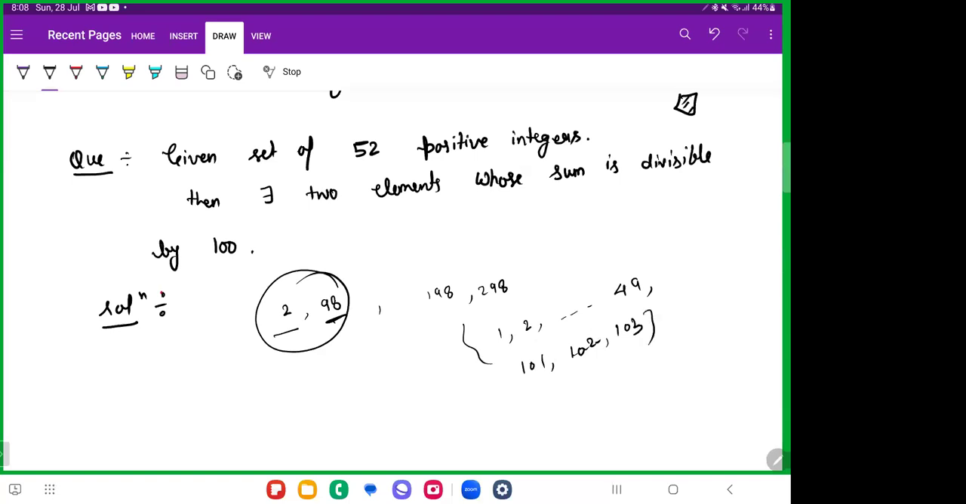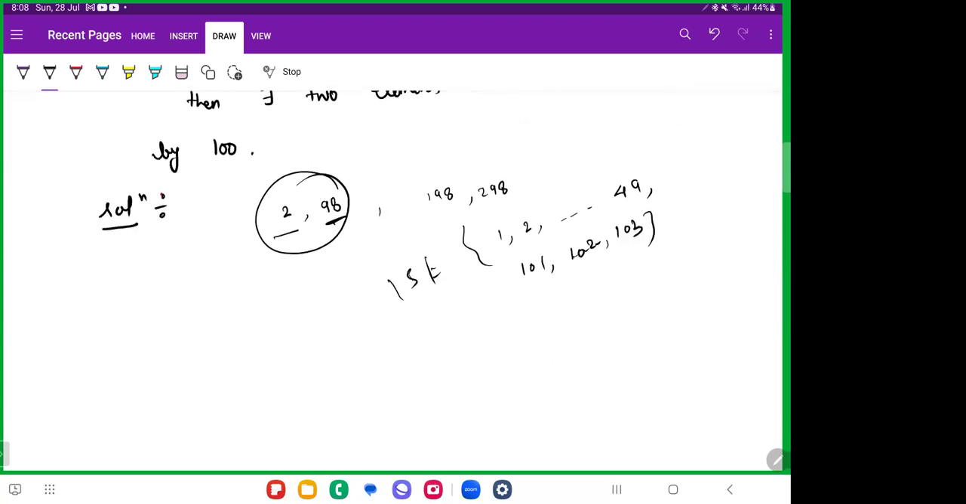So now what will you do? I gave you a set of cardinality 52, right? The class where 101 lies will also consist of 99, and of 199, and so forth. Because I gave you a set of 52 positive integers. Now can you give me numbers whose sum is divisible by 100? I'm talking about classes. Okay, so what will your classes consist of?